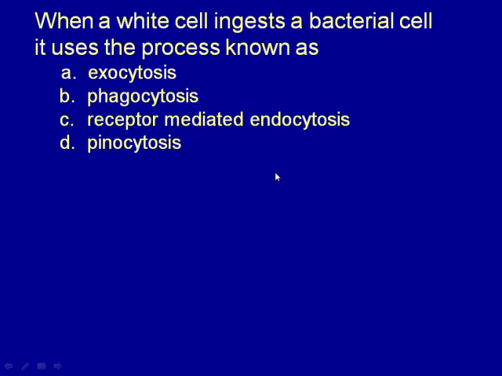All right. When a white cell ingests a bacterial cell, it uses which process? Exocytosis, phagocytosis, receptor-mediated endocytosis, or pinocytosis. Now, a bacterial cell is a pretty large molecule, not a molecule, a pretty large structure. Phagocytosis is the correct answer. We're eating something, we're taking in a big thing. Exocytosis would be the cell getting rid of something. Receptor-mediated endocytosis would require that we have a receptor, and pinocytosis would be taking in some sort of liquid.